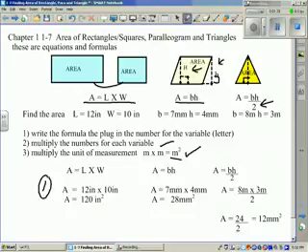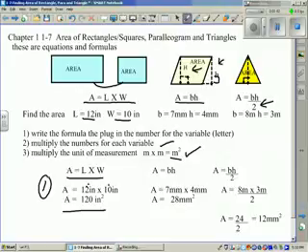Our first example, we have a length of 12 inches and a width of 10 inches. We write the formula, we enter the numbers for the variables, and 12 inches times 10 inches is 120 inches squared, and that is the area.